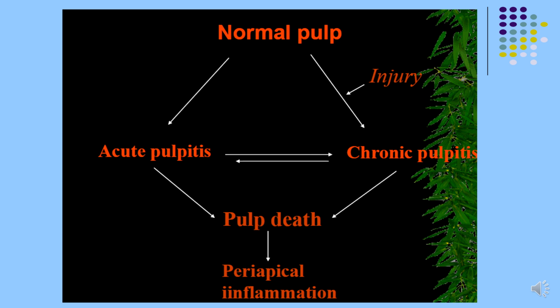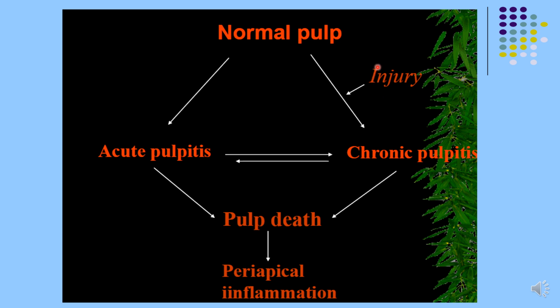All right, this is a flow chart showing you what happens as a sequelae of pulpal injury. On the top here is normal pulp, which is asymptomatic. That means a perfectly healthy tooth, which has no caries and no injury of any sort, has no pain or any sensitivity. That means the pulp is normal. Okay. Injury of any kind.